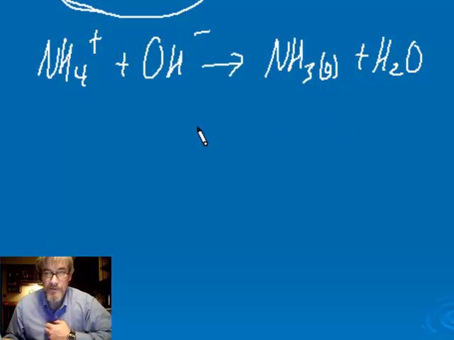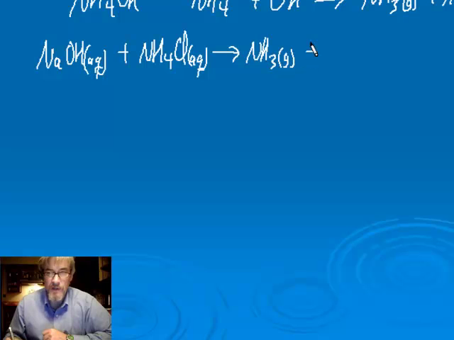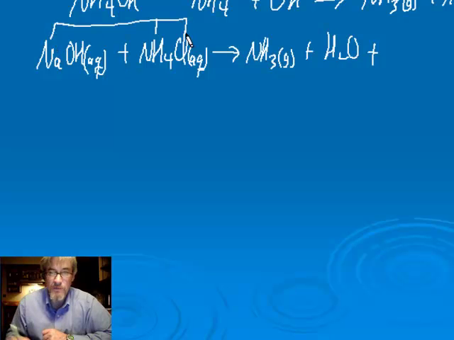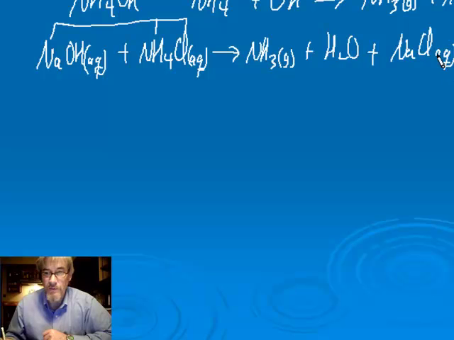Here's an example. Here's the base, NaOH, sodium hydroxide. Let's say it reacted with ammonium chloride, NH4Cl, in aqueous solution. First product we know will be NH3 gas. We also know we're going to get water, and we'll get a salt that comes from sodium hydroxide's cation and ammonium chloride's anion. So that would be NaCl, and that's aqueous because group 1 salts are all soluble.